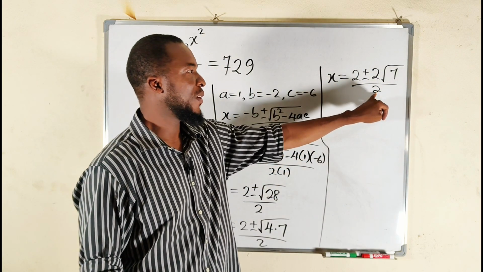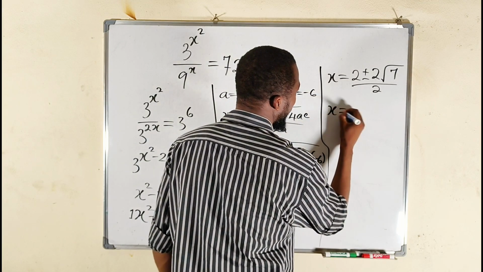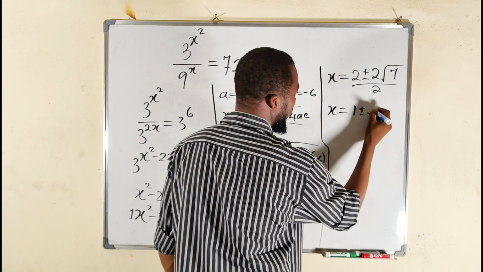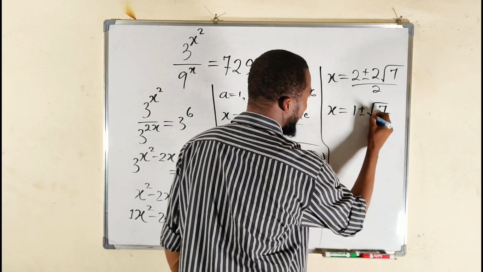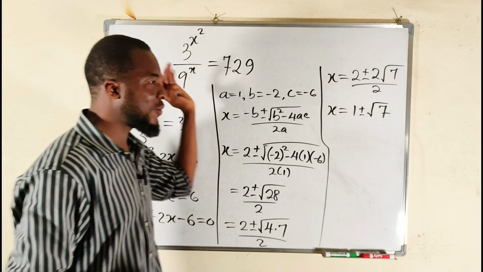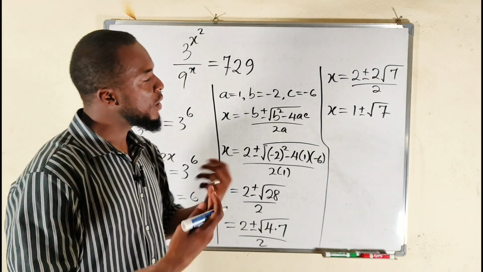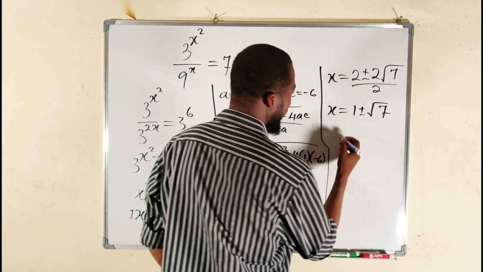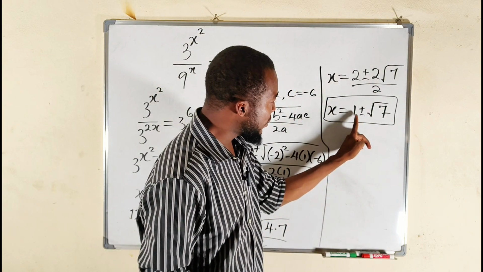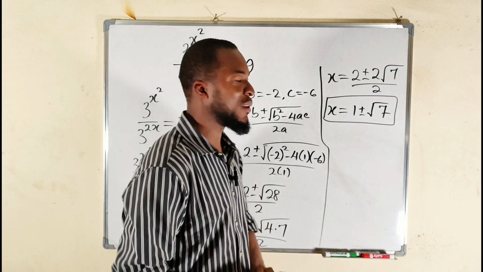And this 2 is going to affect this and this, right? So x will be equal to 2 divided by 2 is 1, plus or minus 2 divided by 2 is 1, so we only have square root of 7. And hence, the real value of x that can satisfy this equation is 1 plus or minus square root of 7. If you like, you can split them, but it's not necessary, meaning we have two values. It could either be 1 plus square root of 7 or 1 minus square root of 7.